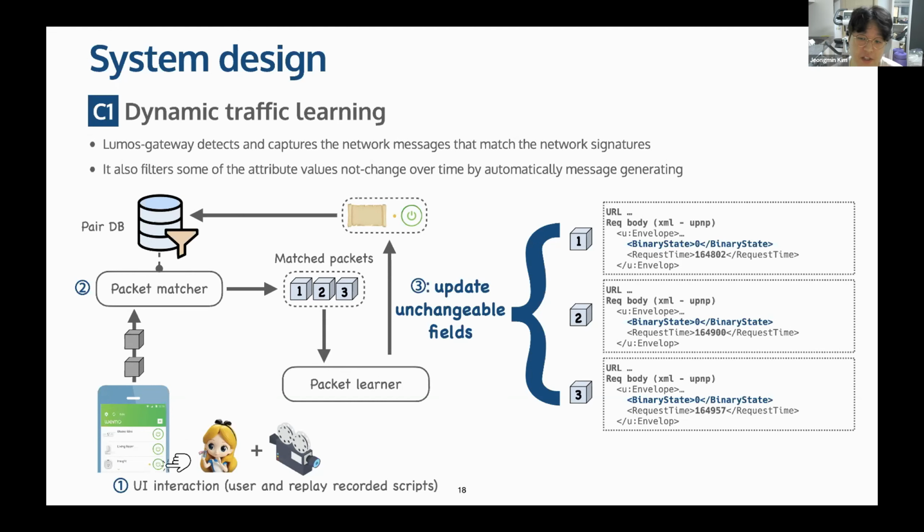This example is to power off a Wemo inside plug. As you can see, the binary state is unchangeable, but the request time is changeable. To exactly recognize an IoT operation, Lumos gateway should know this characteristic.